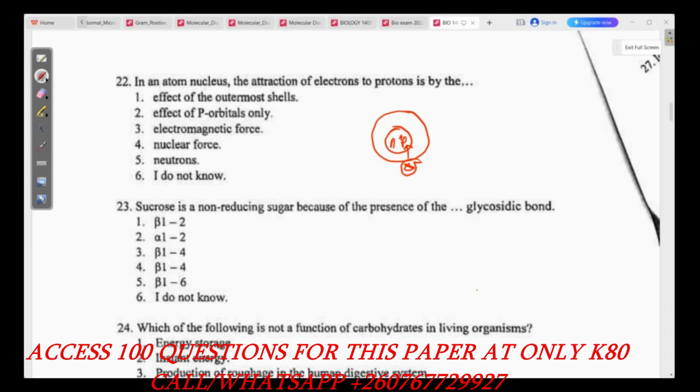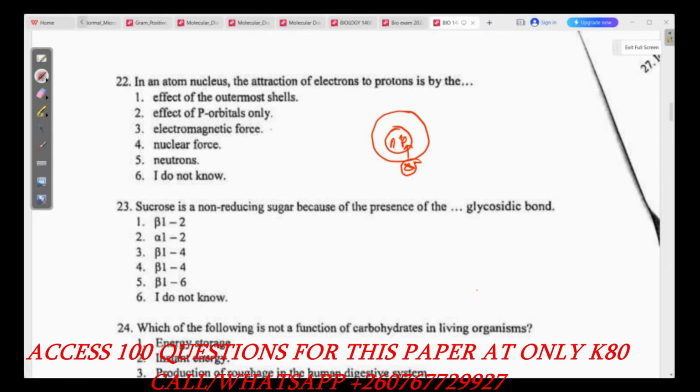Electromagnetic force, 4 nuclear force, then 5 is saying neutrons. Okay, so the attraction of electrons to protons is by the electromagnetic force. So electromagnetic force, this is the force of attraction which exists between positively charged protons in the nucleus and negatively charged electrons in the shells of an atom.